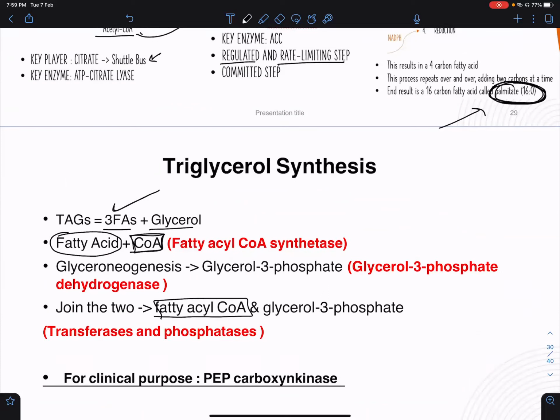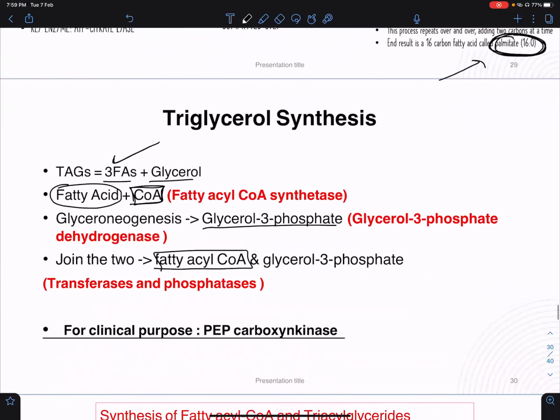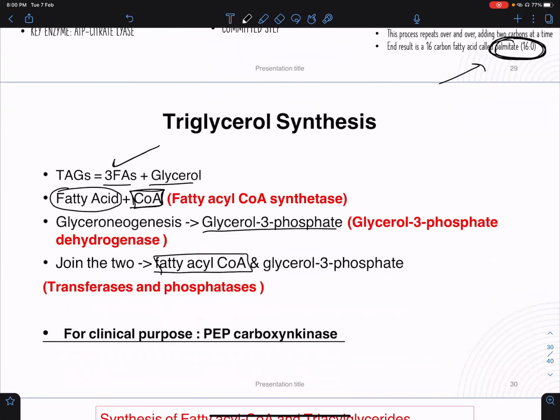How do we get our glycerol? Glycerol is made with glyceroneogenesis. The main glycerol form that's involved is called glycerol 3-phosphate. The enzyme involved in making it is glycerol 3-phosphate dehydrogenase. It's just really memorizing. It's not really a lot of understanding here. Just know the fatty acid that's in the triglycerides is a fatty acyl CoA, and the glycerol that's in the glyceride is the glycerol 3-phosphate. These two together, 3 of these and 1 of this, will give you the triglycerides.